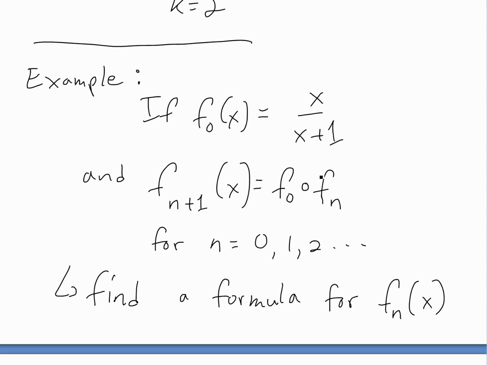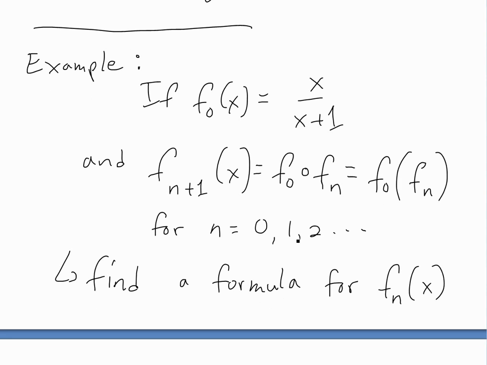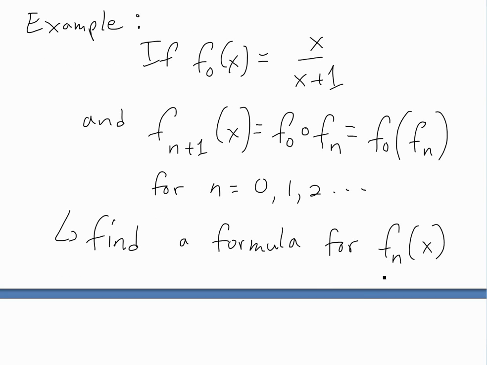If you see my other video on combining functions, this just means f0 of fn, so fn is inside it. You just put a circle here. You can see a video link below for more on this. This is for n equal to 0, 1, 2, 3, 4, basically positive integers. The question states: find a formula for fn of x, a general one for any positive integer.